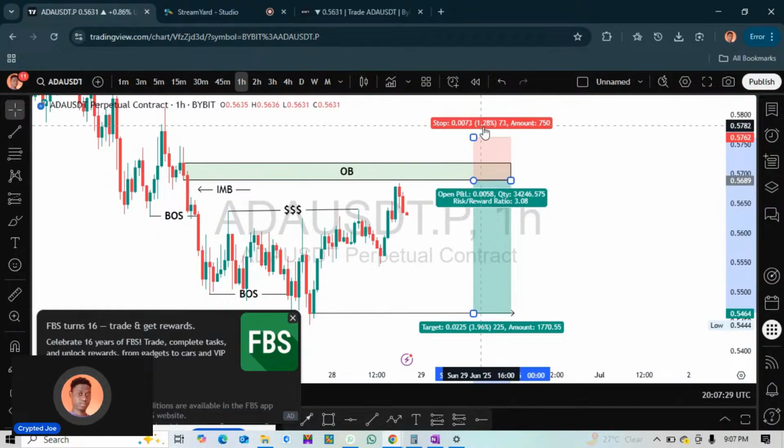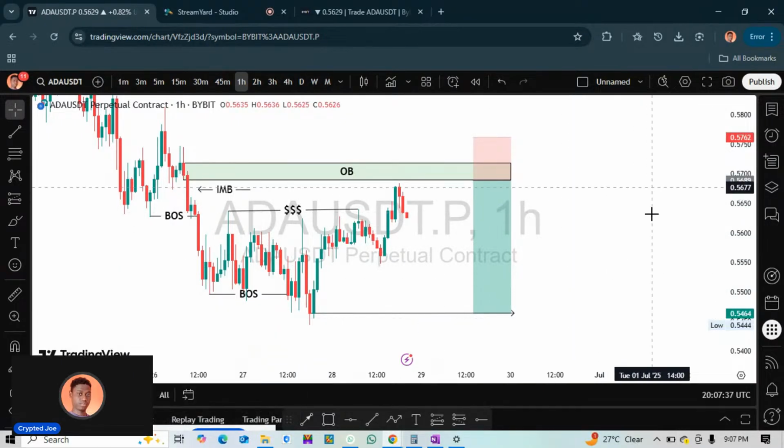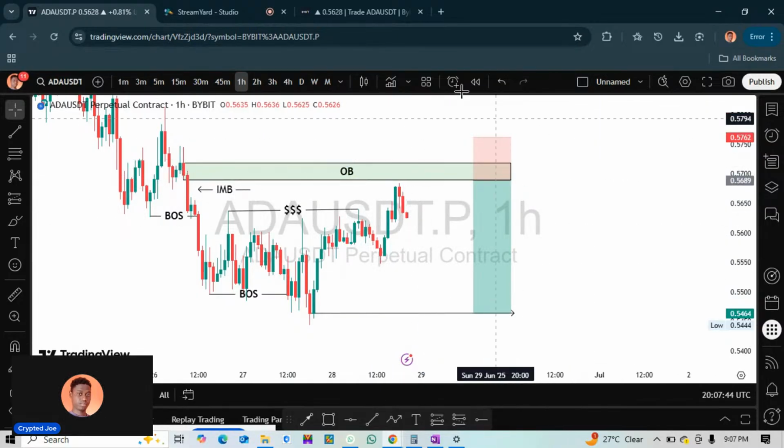So if you have a $100 account and you want to risk $2 or $5, just divide it by this, and you get your order value to place on Bybit. That's basically it. This one is already moving in our direction, but it has not tagged us in.